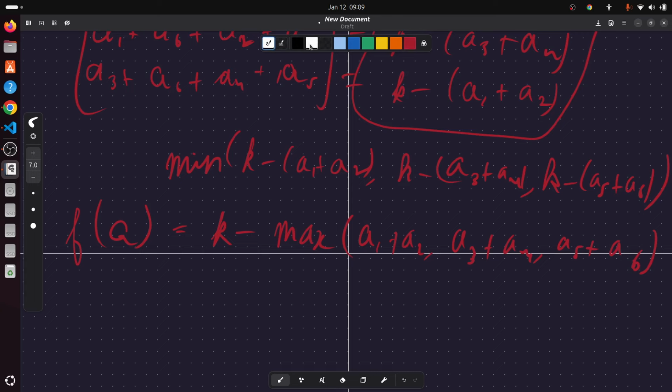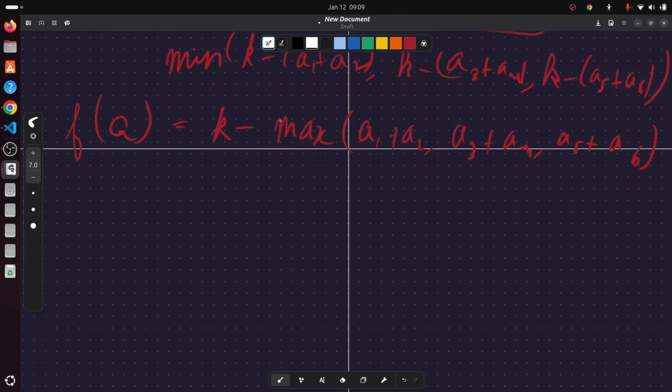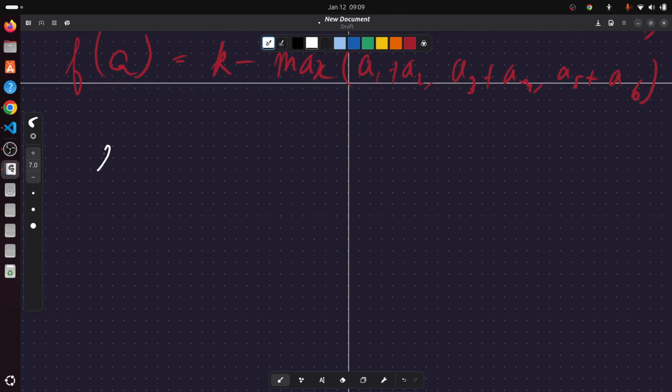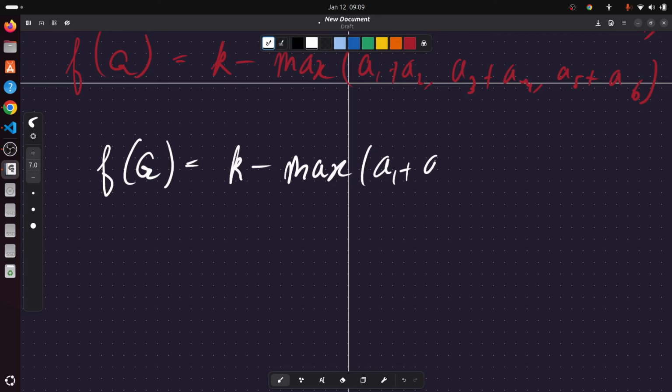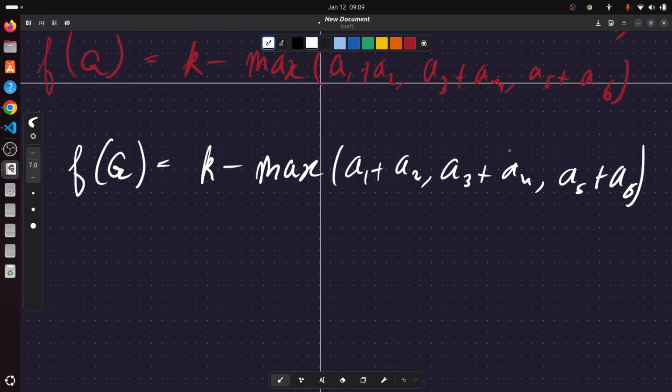Like for a graph, this f of g is just this thing. Okay, I'll write it in a better handwriting so that you can refer to it again. So f of g is just equal to k minus max of (a1 plus a2), comma, (a3 plus a4), comma, (a5 plus a6). Okay, so this is the f of g.